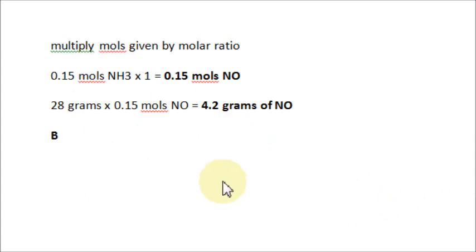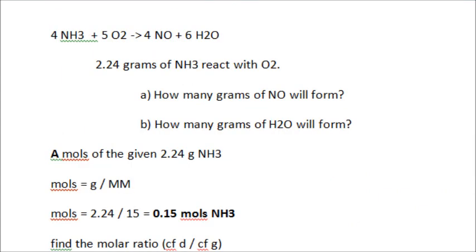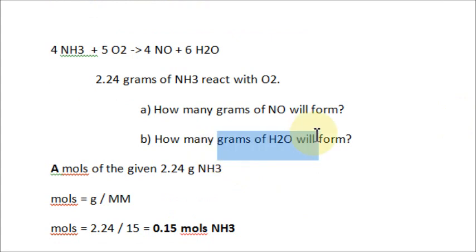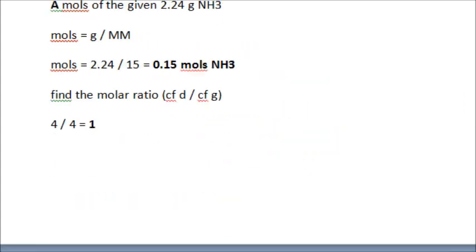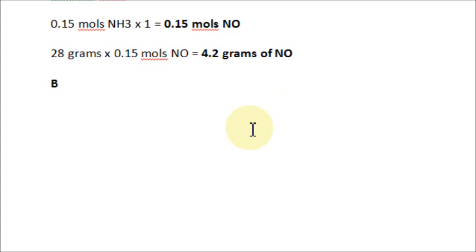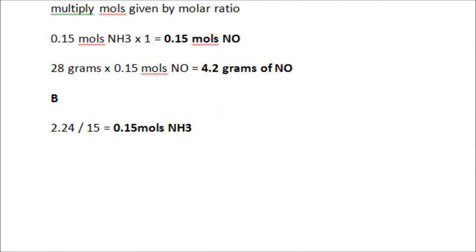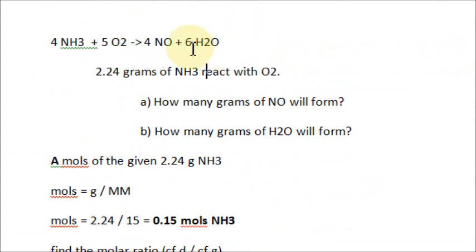Part B. This time we're trying to find H2O. I'm going to go through it quick this time because we just went through it step by step. I'll still write out all the calculations though. I'll slow down for the part that's new to you guys, probably. Molar ratio: coefficient of the desired, 6, over coefficient of the given, 4. So that's where you get the molar ratio 6 over 4.